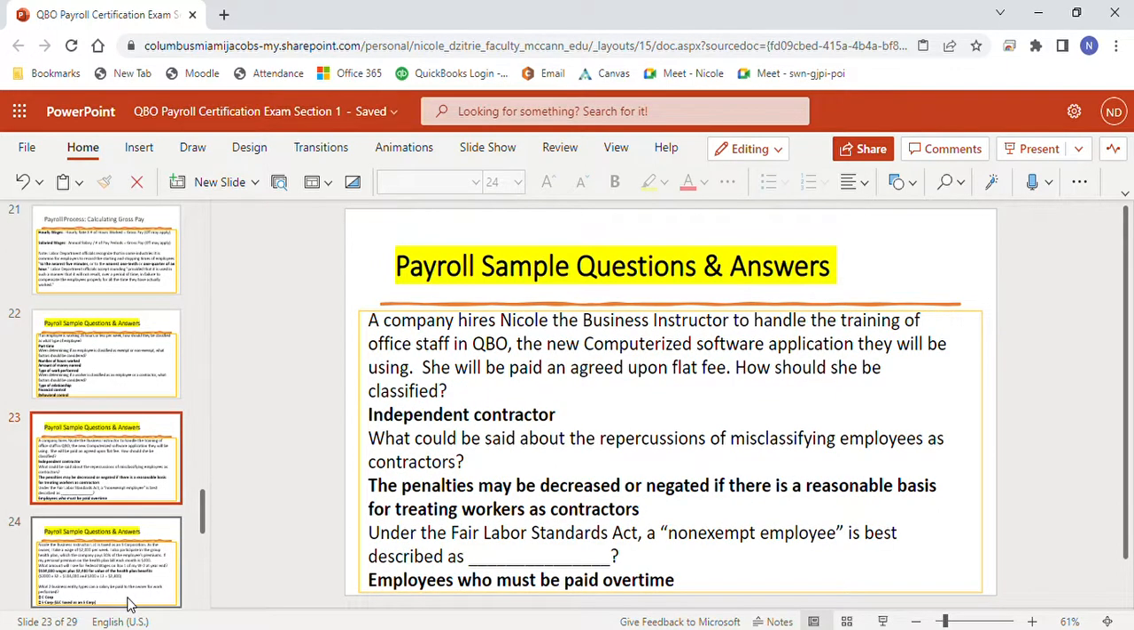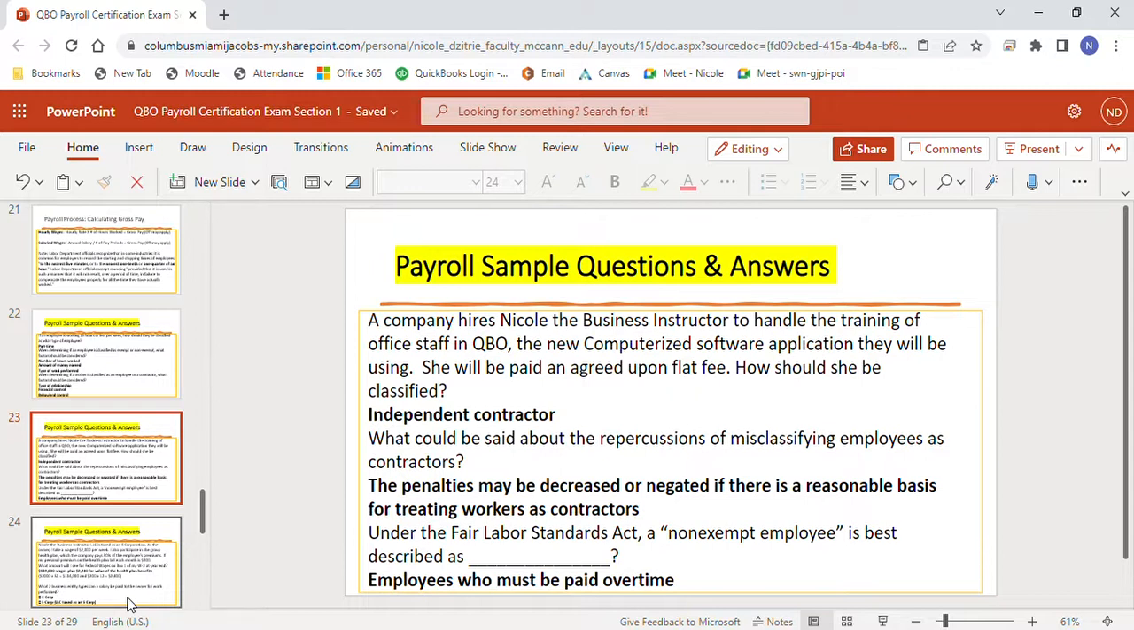I like to use me in examples, so I will be doing that for this payroll section. A company hires Nicole, the business instructor, to handle the training of office staff in QBO, the new computerized software application they'll be using. She will be paid an agreed-upon flat fee. How should she be classified? As an independent contractor, because I'm not an employee and I'm not a statutory employee. So I'd be an independent contractor because I'm coming in, I'm doing a job, I'm getting paid a flat fee, and then I'll be leaving.